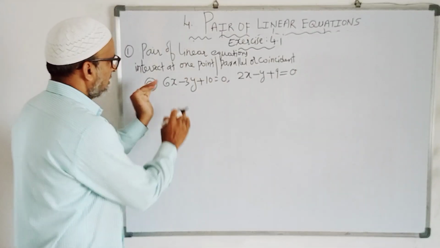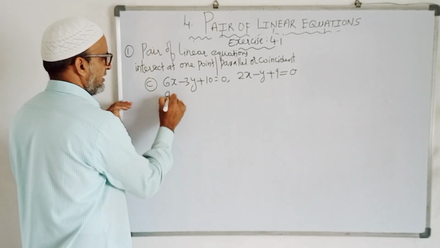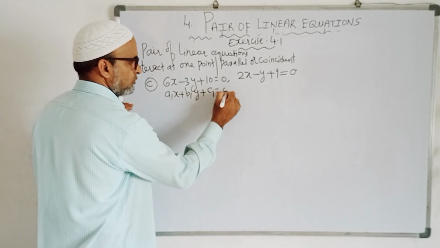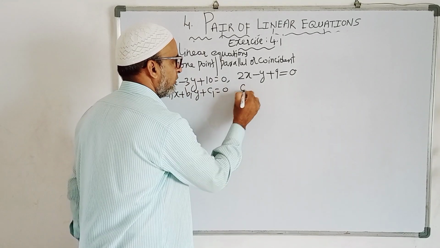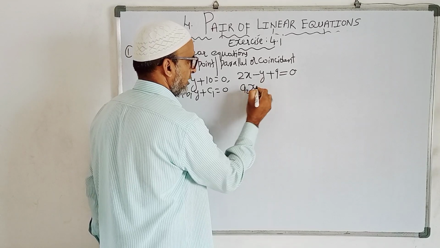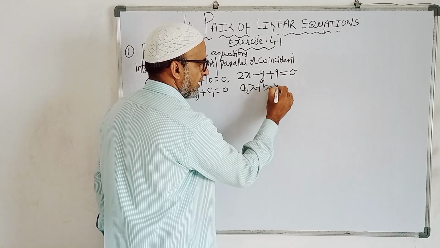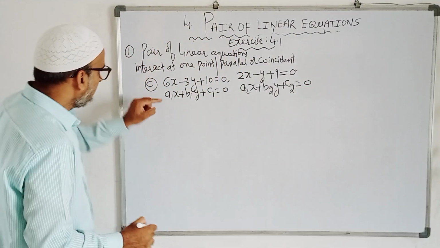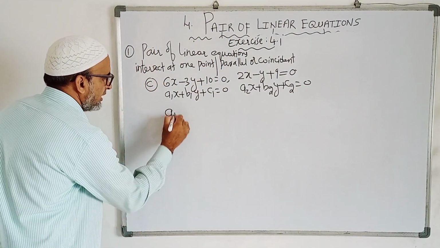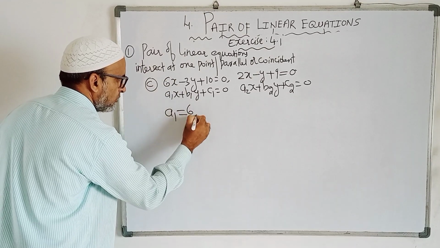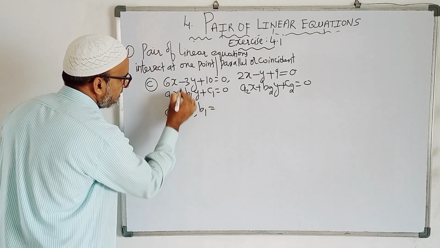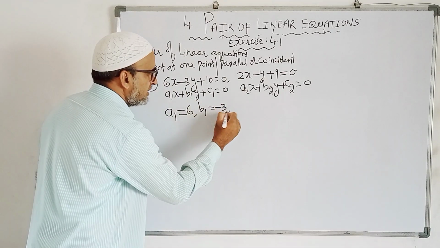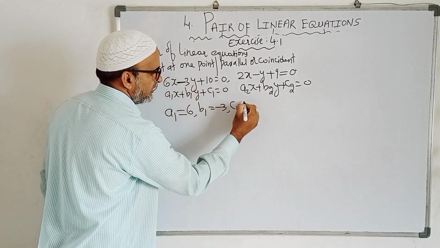Again same here. Comparing this one with A1x plus B1y plus C1 is equal to 0, and this with A2x plus B2y plus C2 is equal to 0. By comparison, A1 is equal to how much? A1 is equal to 6, B1 is equal to, here plus, here minus, so minus 3, very important. C1 is equal to 10, plus only here.